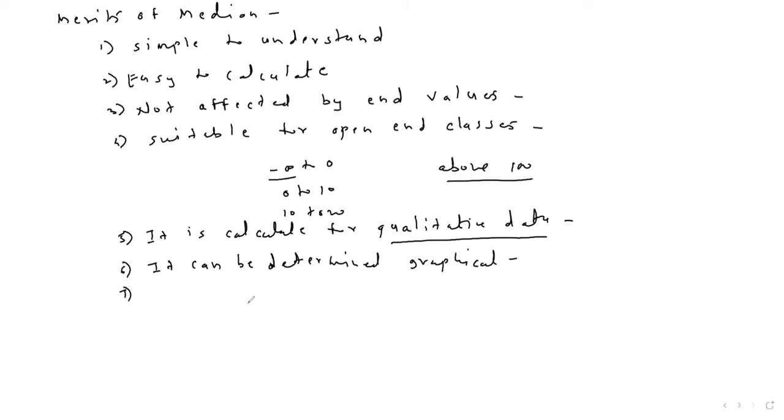It is an actual value. In many cases, it gives me the actual value. That is, the value is present in the data set only. So these are some of the merits of median. Now, let us have some demerits of median.